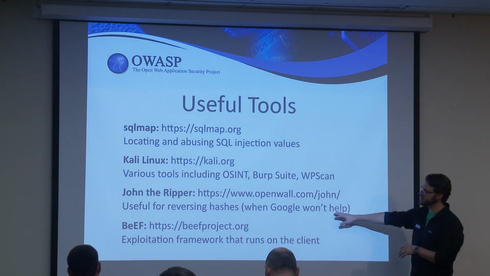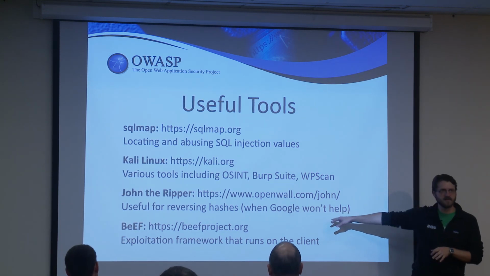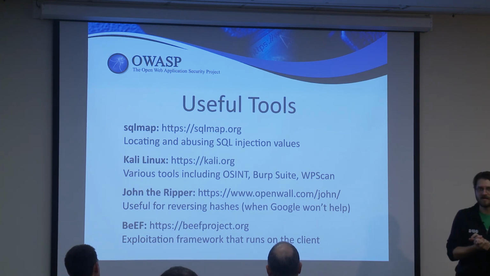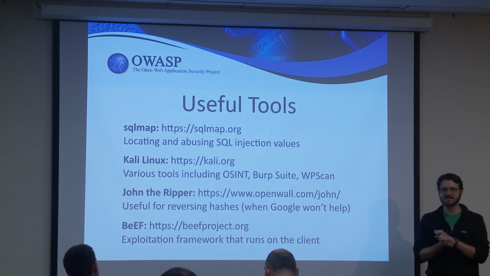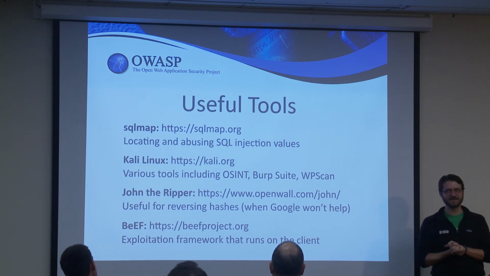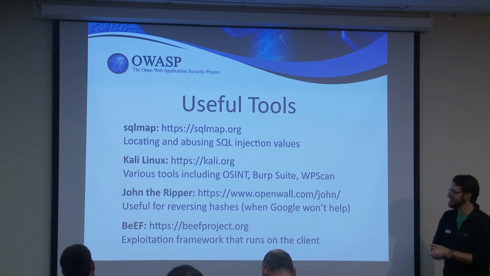John the Ripper is good for reversing hashes. Does anybody know why you shouldn't use MD5 hashes and SHA-1 hashes? Broken. They are broken, but what's a super easy way to find out? Even easier than a dictionary attack. Anybody? Google search. Yes, you can Google MD5 hashes and SHA-1 hashes and get the plain text string. You don't even have to reverse the hash itself. So don't use any of that.